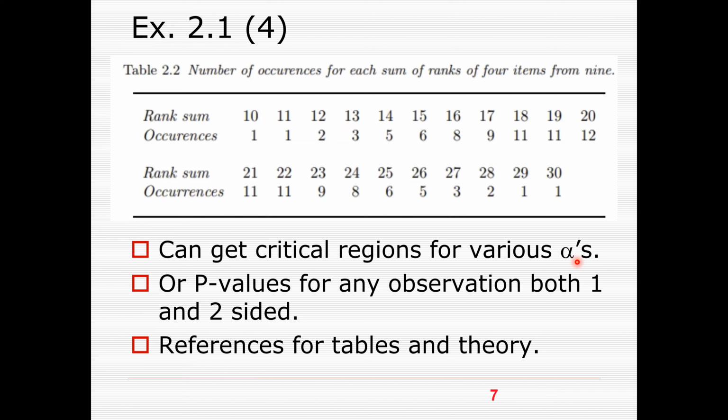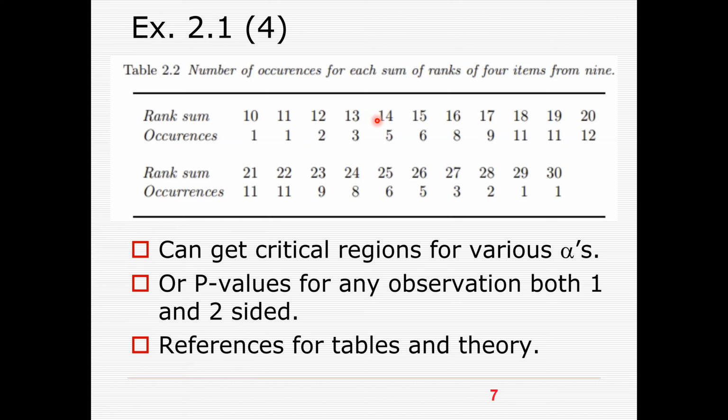You may have noticed that the occurrences of these rank sums are symmetric, right? For the low value, 10, 11, 12, 13 is 1, 1, 2, 3. And for the highest 4 values, it's also 1, 1, 2, 3. So it's a symmetric data set. Therefore, we can use one-sided result and double it, use it as the two-sided.